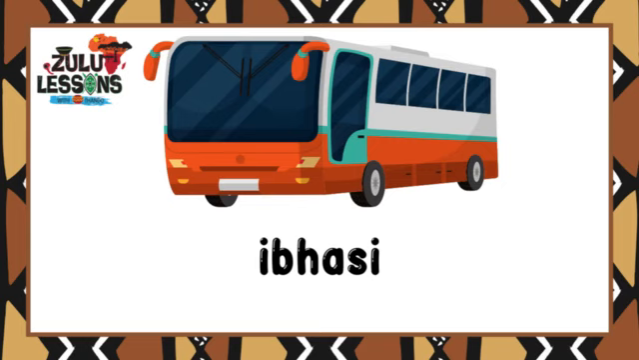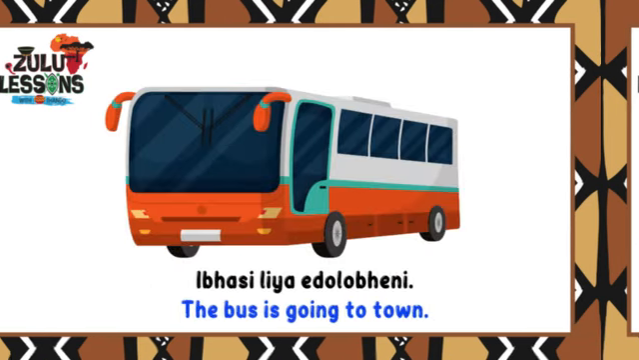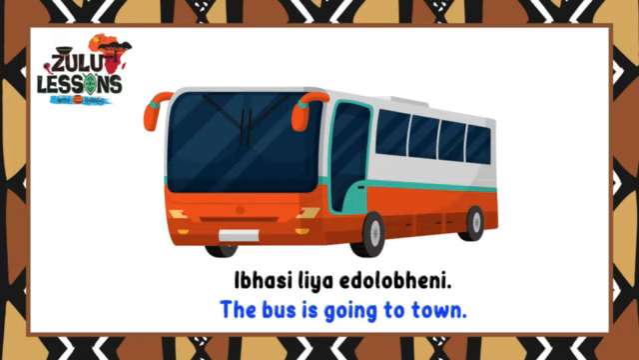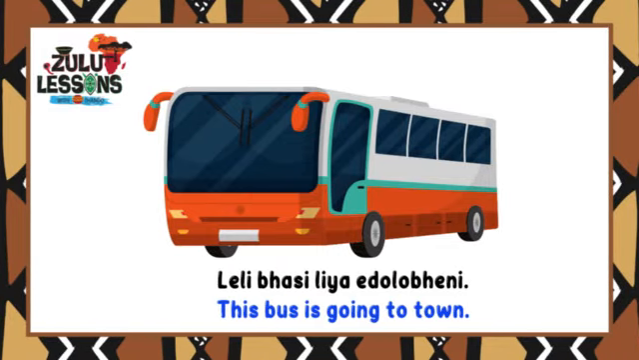Let's see, a bus. A bus is ibhasi. The plural for a bus is amabasi. So buses. Let's make a sentence. Ibhasi liya edolobheni. The bus is going to town. But what about this bus is going to town? Leli bhasi liya edolobheni. This bus is going to town.